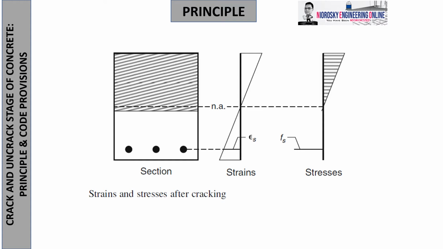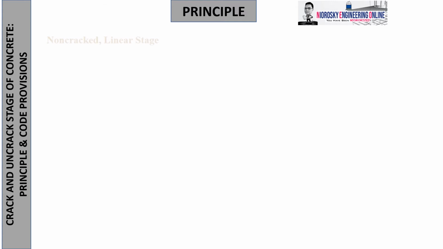So as I go back to the original figure, I want to show that this is the original stress diagram if we are talking about after cracking. So meaning there can be two stages to consider, the before and after cracking. The after cracking, we will call the crack stage, okay? The before cracking is what we call the uncrack stage. So let's talk about the non-crack linear stage.